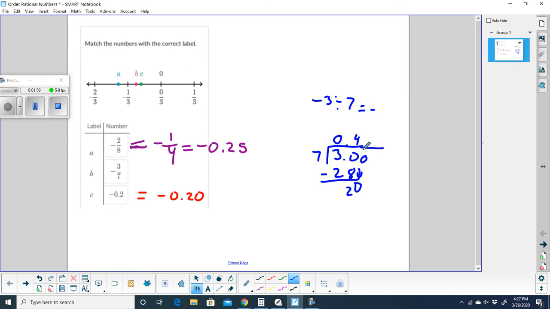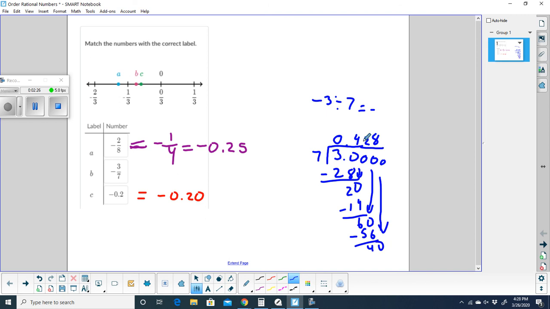7 goes into 20 how many times? 2 times. 2 times 7 is 14. Remainder is 6. Bring down a 0. Now, I actually have enough to answer the question here, but I just want to keep going because I want to show you something. 7 goes into 60 8 times. 8 times 7 is 56. Remainder is 4. Bring down another 0.